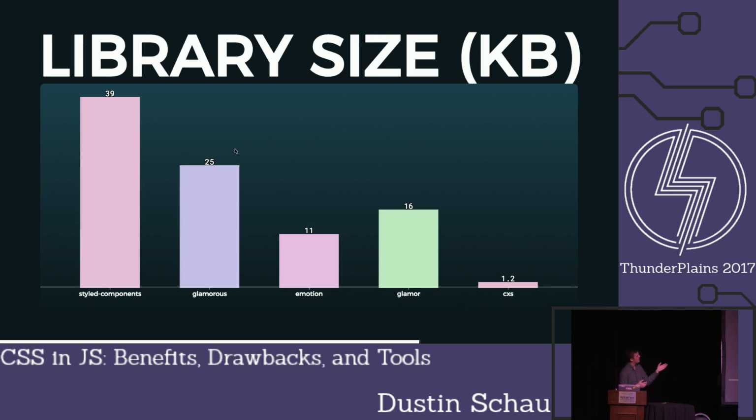Styled-components tends to be the largest. Glamorous is about 25K. So they're pretty small in the grand scheme of things, but definitely something to consider.